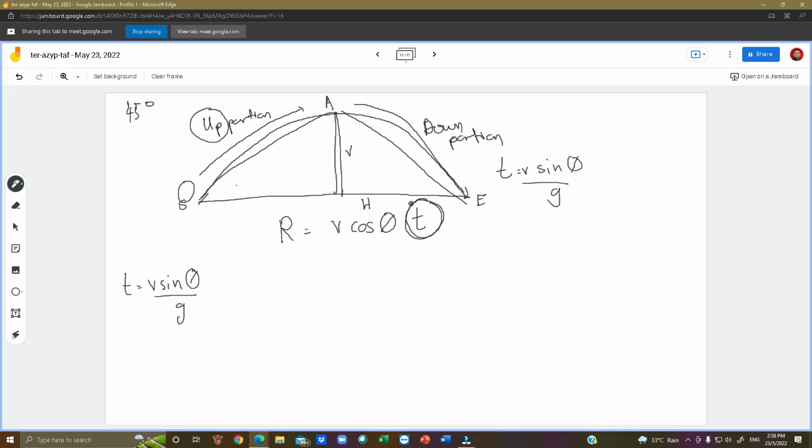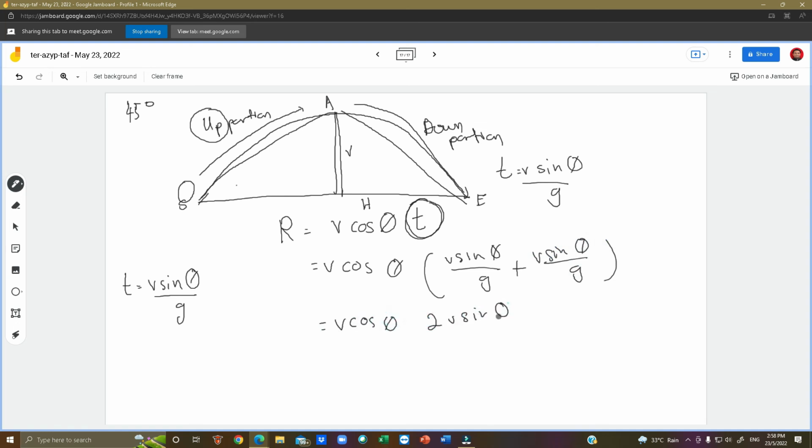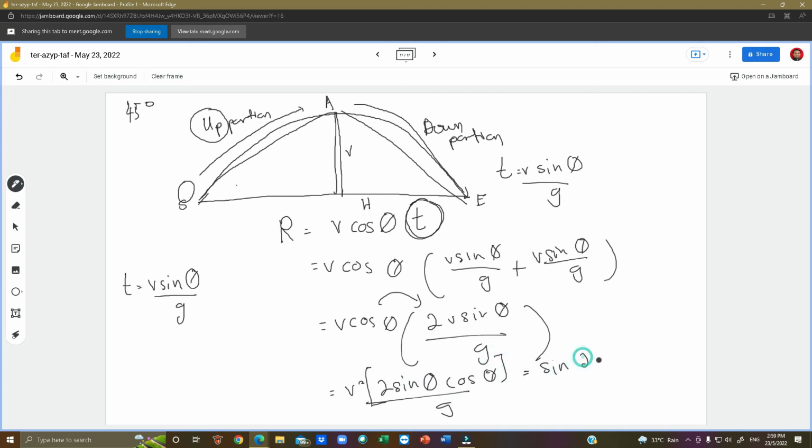Jadi kalau T yang keseluruhan, dia ialah V cos theta, V sin theta over G tambah V sin theta over G, resulting 2V sin theta over G. Okay, kalau kita darab masuk semua ni, yang ni matematik sekolah dulu, kamu akan dapat V square, V dengan V. Lepas tu kita ada 2 sin theta cos theta over G. Bahagian ini, kalau kita mudahkan, dia akan jadi sin 2 theta.